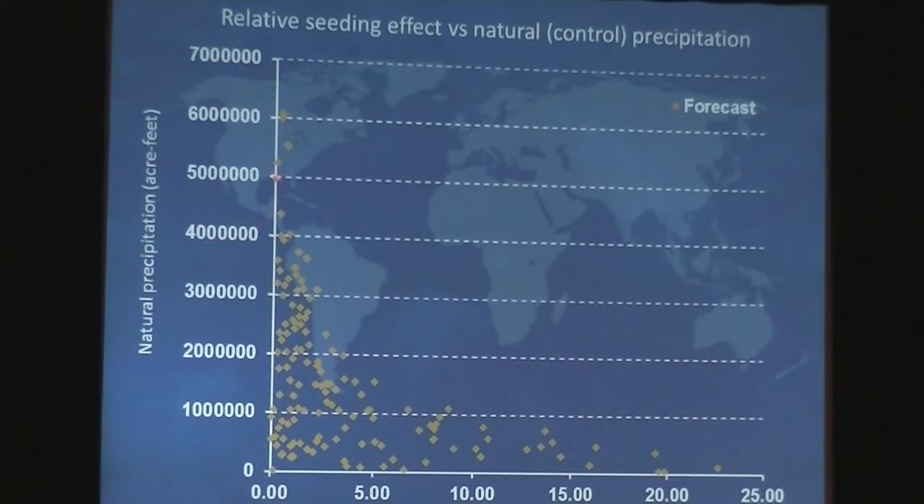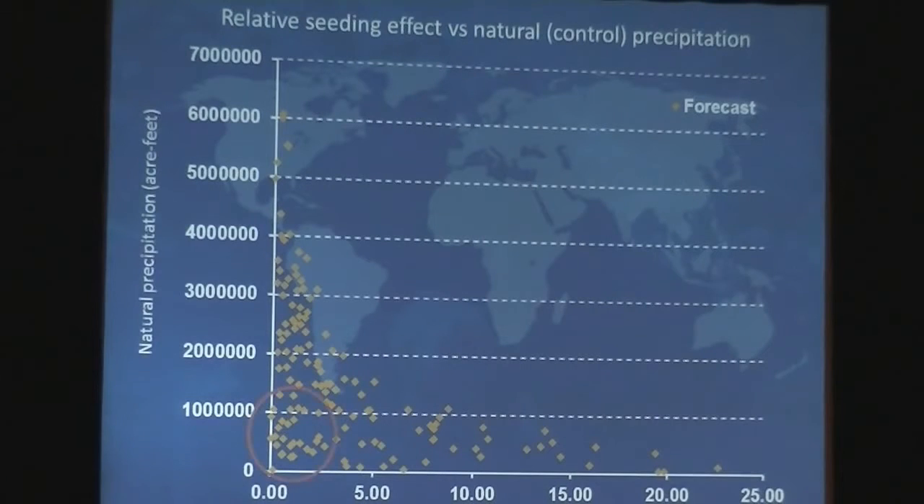But what we're looking at here is an exponential relationship where the higher your control precipitation is, the lower your overall percent seeding effect is. This is somewhat intuitive because your control precipitation is the denominator in that percentage, but we'll look on the next slide at the absolute precipitation improvements as well.